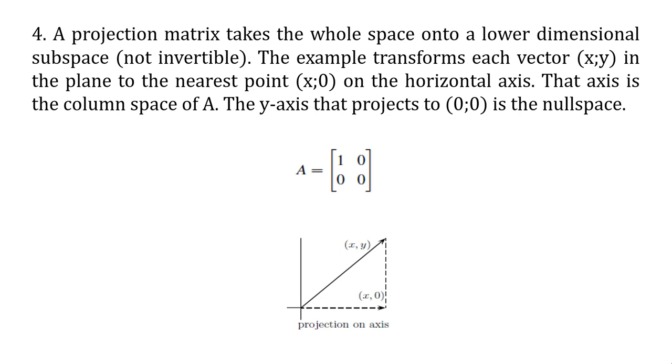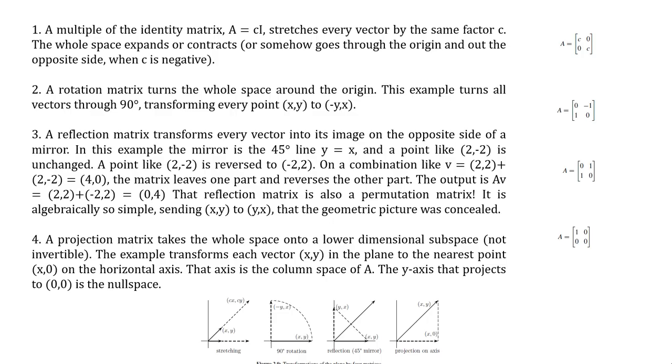There are four properties: stretching and compressing, and even making the direction opposite. The second point is a rotation matrix. The third point is a reflection matrix, and the fourth is the projection matrix. A summary of this video is given in this table here.